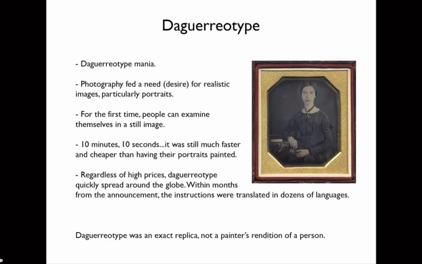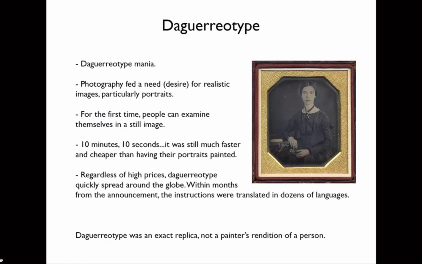Now, for the first time, and I want you guys to imagine the world in which you haven't seen an image of anyone or anything. The only thing that you've seen is a painting or a drawing. However, it's not a realistic representation. It is the first time that finally in front of them, people have photographs that look so incredibly real that it's hard for them to grasp that this is actually not the real thing. So for the first time, people can examine themselves and others in a still image.